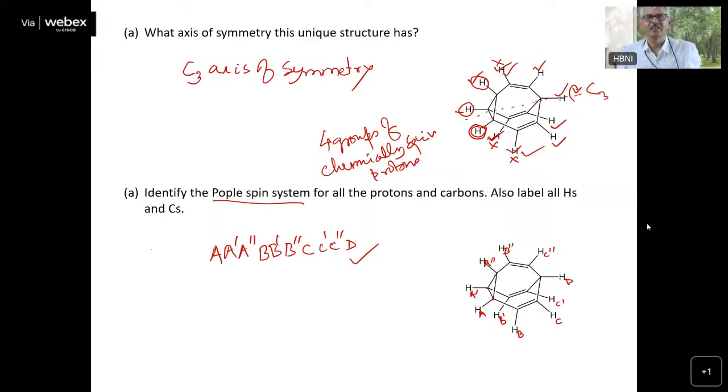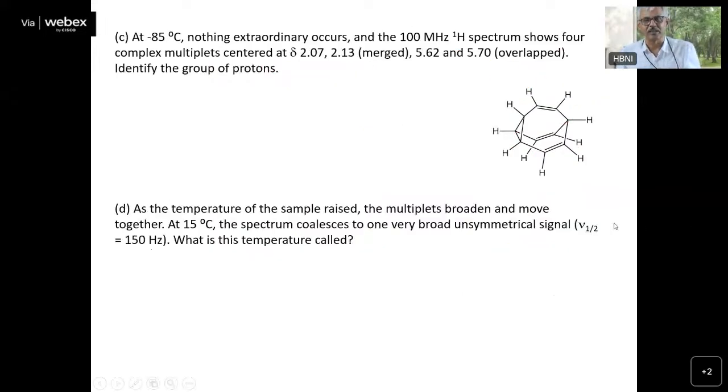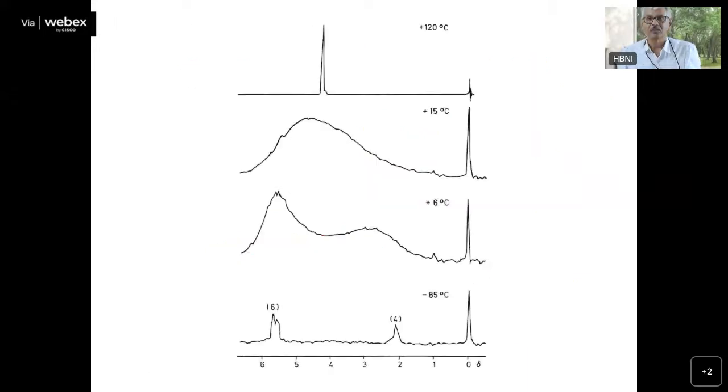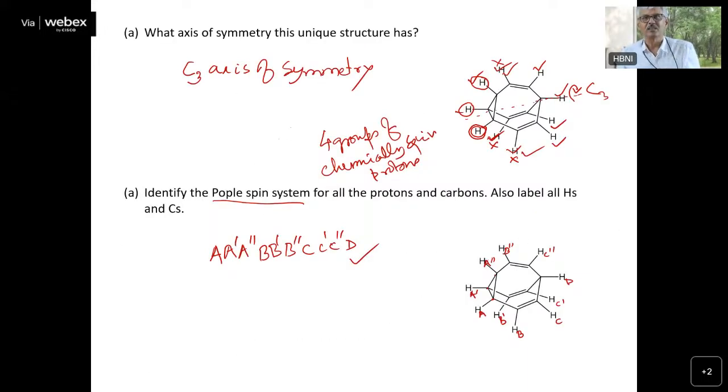Okay, it's clear. So you first see the symmetry axis, then the chemical equivalency, and then you see the magnetic equivalency, and accordingly you give the name of the spin system. And then you should label all the protons and all the carbons as per the popular spin system nomenclature.